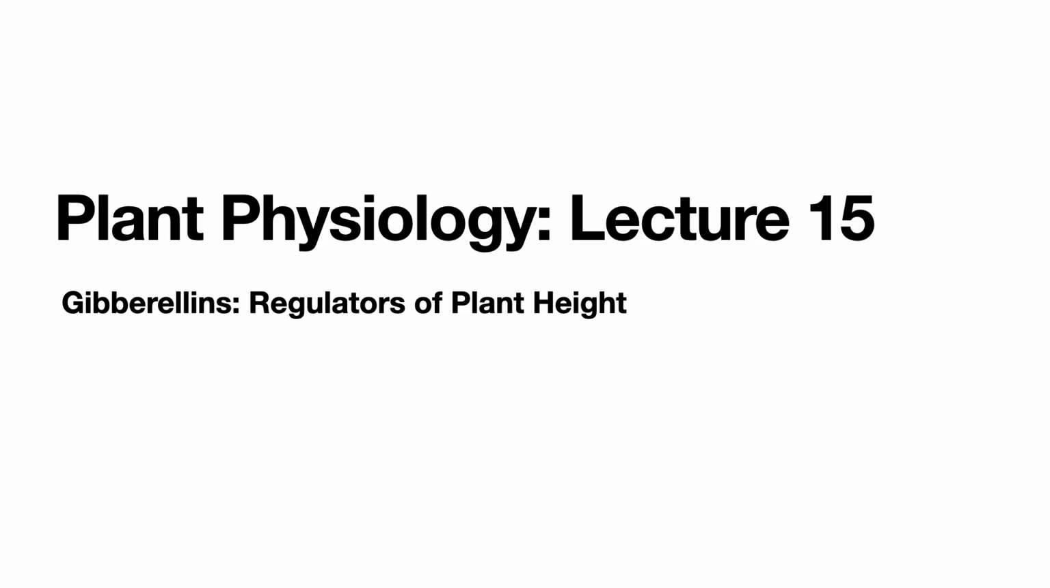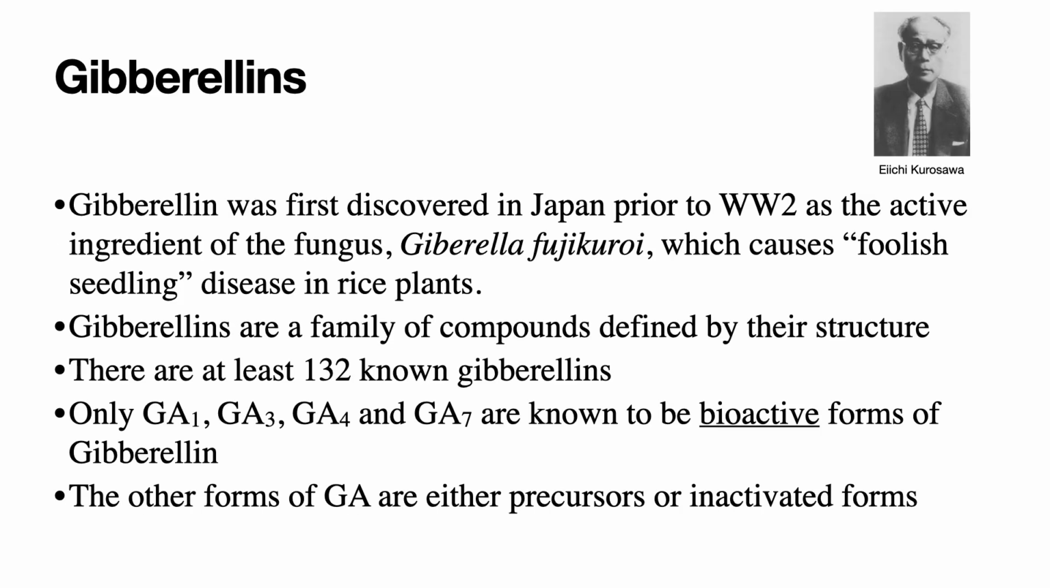Plant Physiology, Lecture 15, the gibberellins, regulators of plant height. The gibberellin hormone was first recognized by Aichi Kurosawa, a Japanese scientist, in 1926 as a substance from the fungus Gibberella fujikuroi, which caused rice plants to elongate rapidly and fall over, which is called lodging, because the stems were too thin from rapid growth to support the rice panicles.